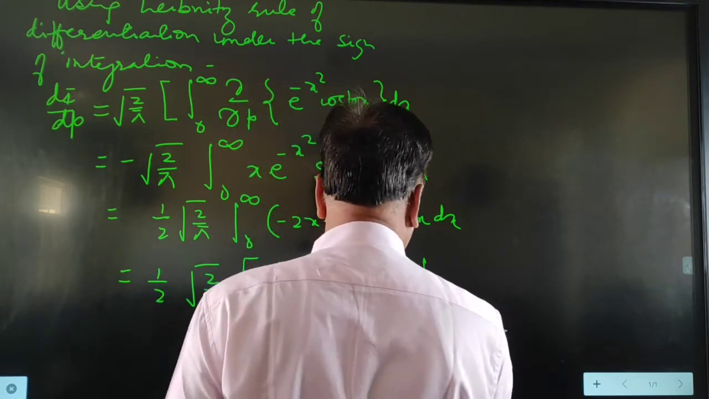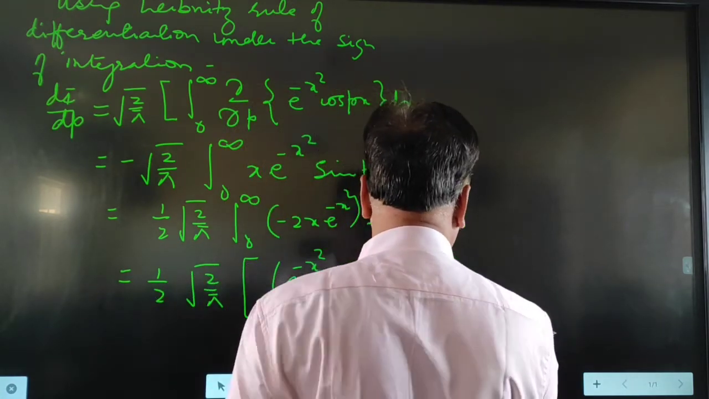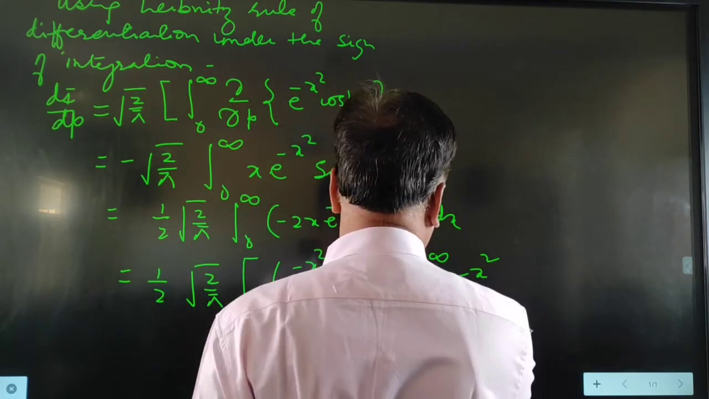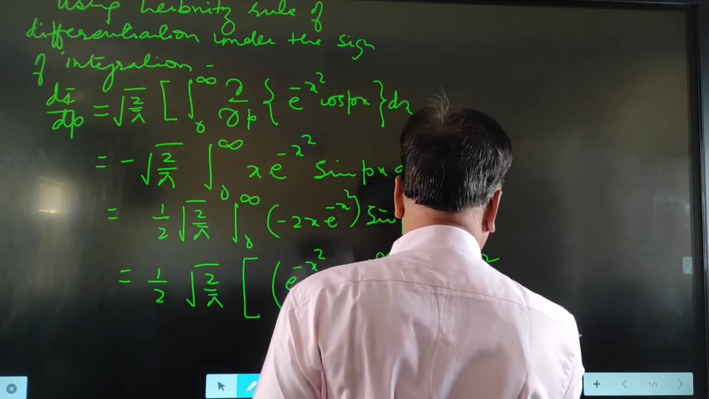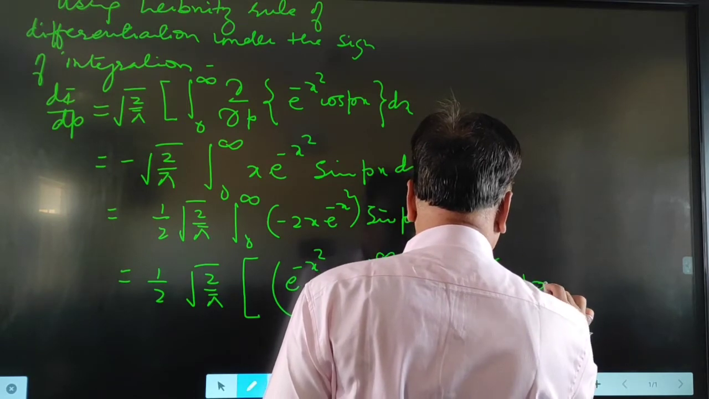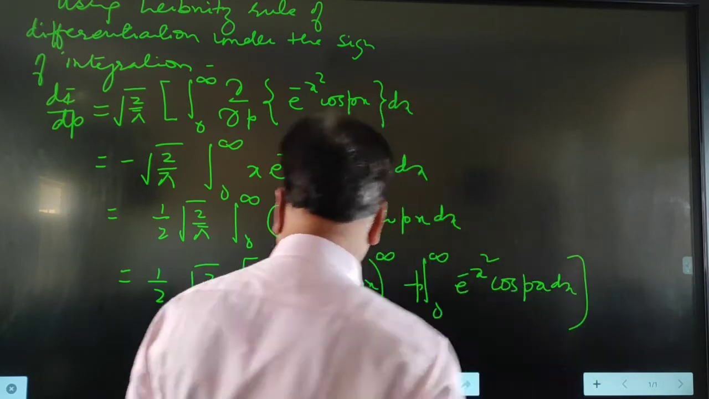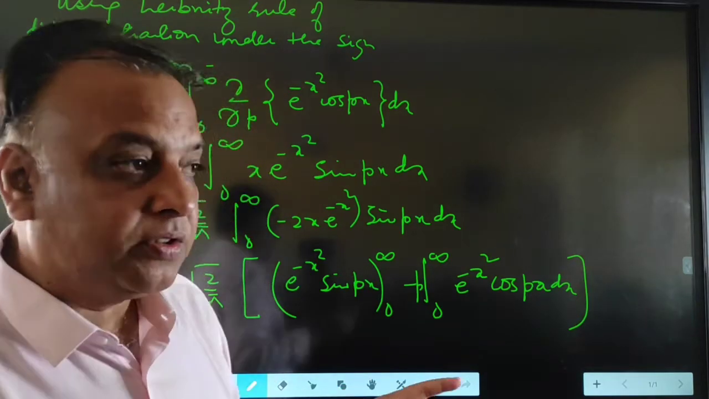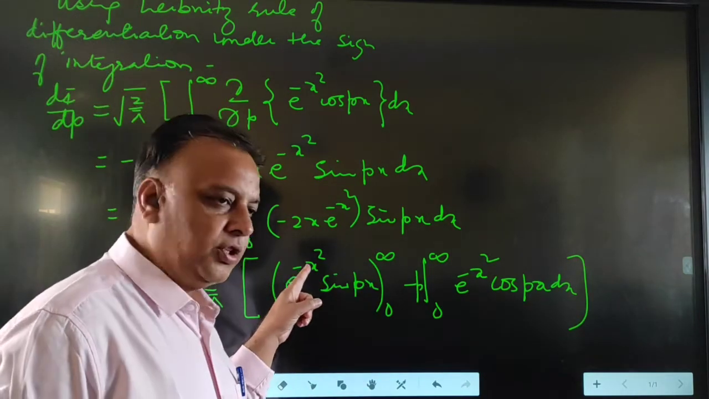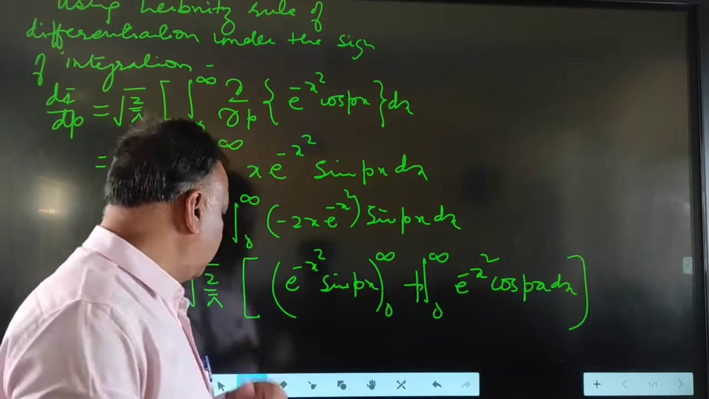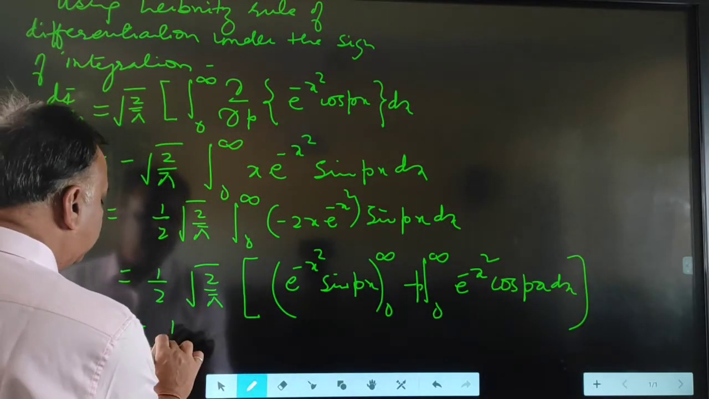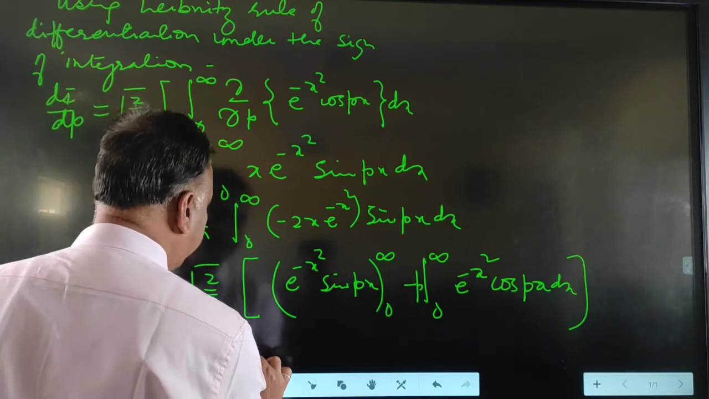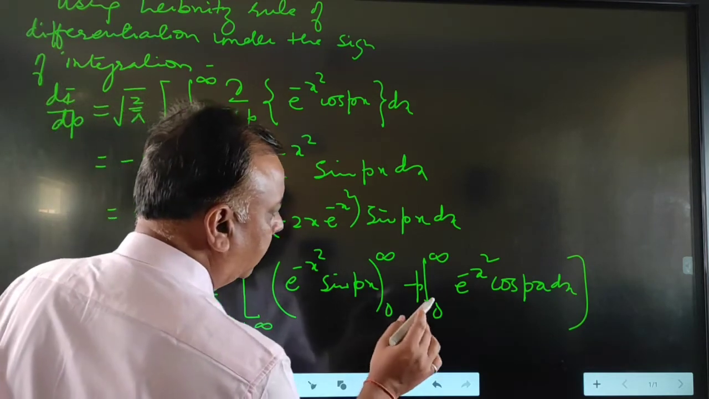Minus integration 0 to infinity. Integration of this one is e raised to minus x square, and differentiation of sin px is p cos px dx. As we know, the value of e raised to minus x square sin px at infinity is 0, and also at 0 this is equal to 0. So we get it is equal to 1 by 2 under root 2 upon pi integration 0 to infinity.